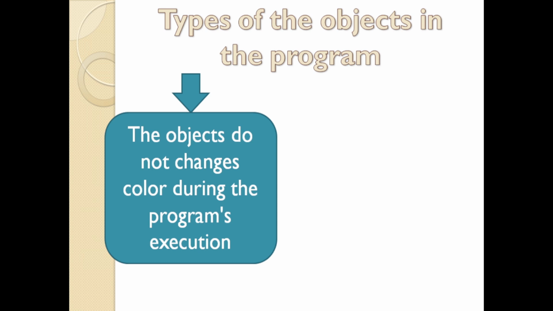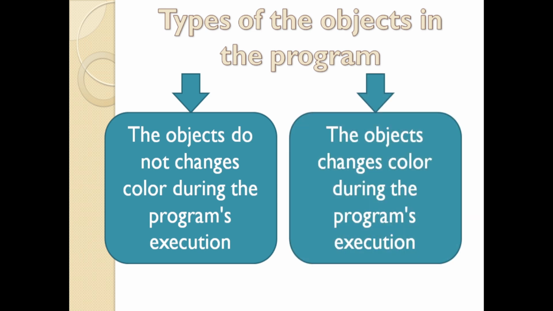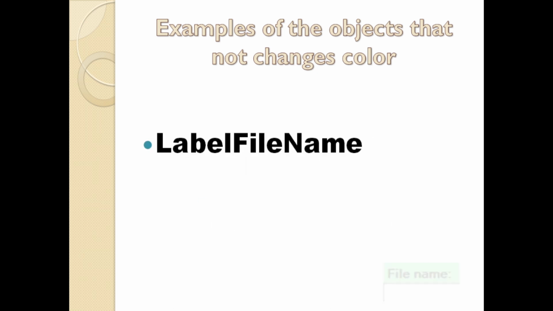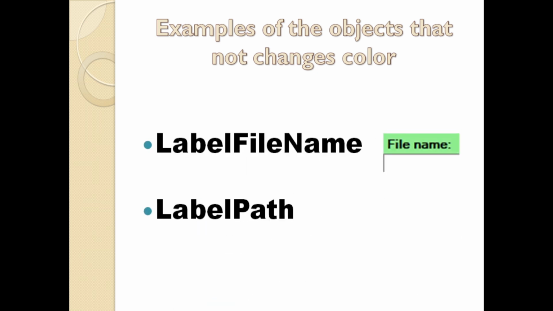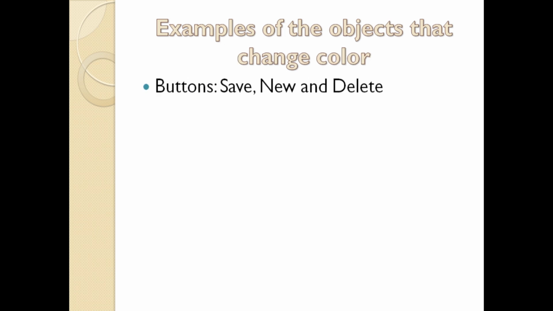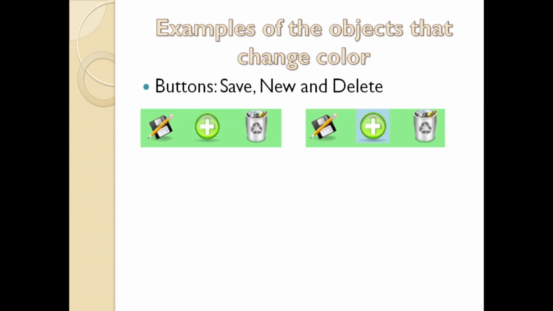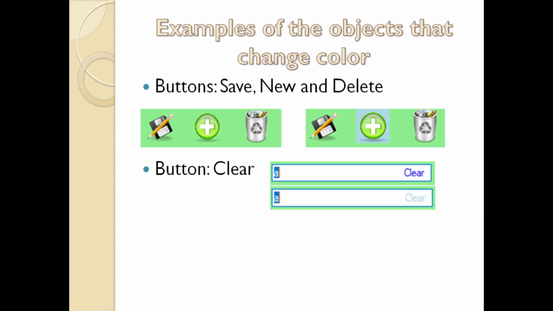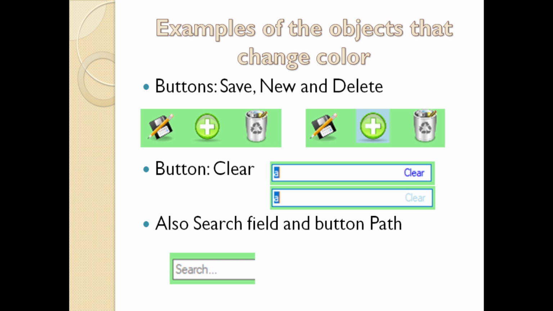So first, the program has passive objects that do not change their color during the program's execution. And second, the active objects that have animation effects. For example, passive objects include label file name, label path, checkbox, and others. Examples of active objects are the save, new and delete buttons, clear label, search field, and path button.